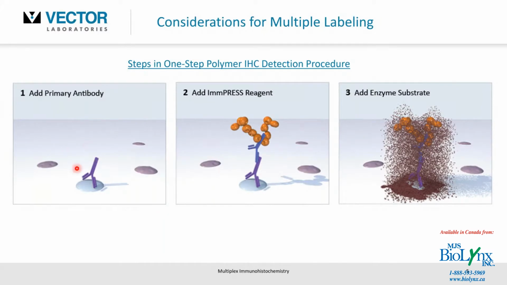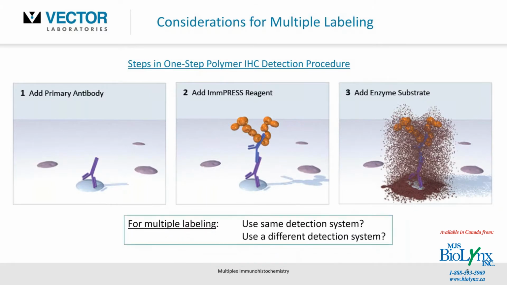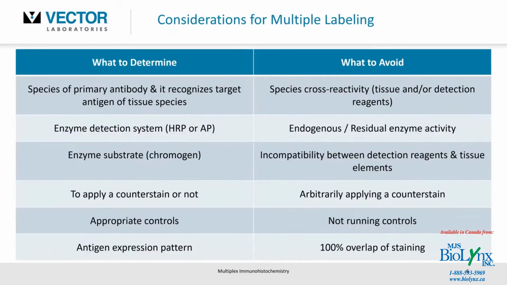So indeed, this is another abbreviated workflow that you might already have in place. Again, let's just call this your primary antibody binding to a target antigen, then your secondary antibody, your polymer-based peroxidase, and then you develop with a DAB substrate. And at this point, you're saying, okay, do I use the same detection system for a second label, or indeed do I use a different one? And what are the pros and cons of each of those? And this is where we'll get into some of these considerations for multiple antigen labeling.